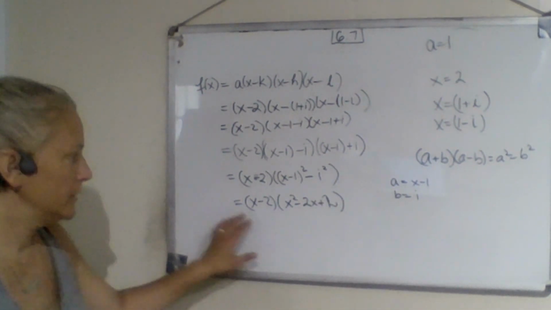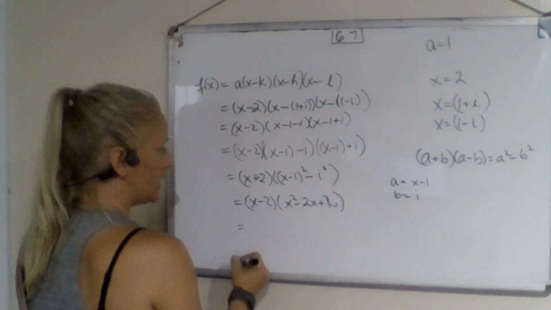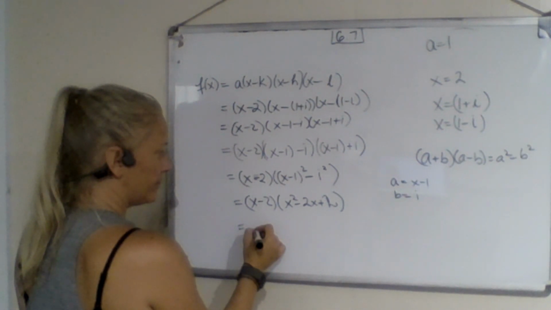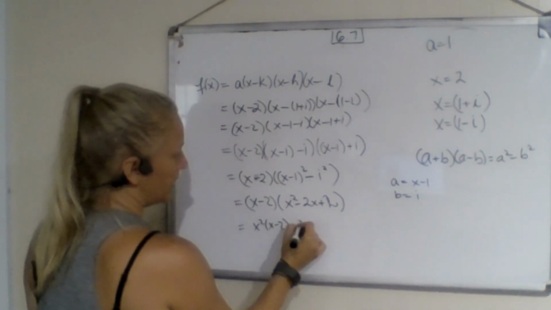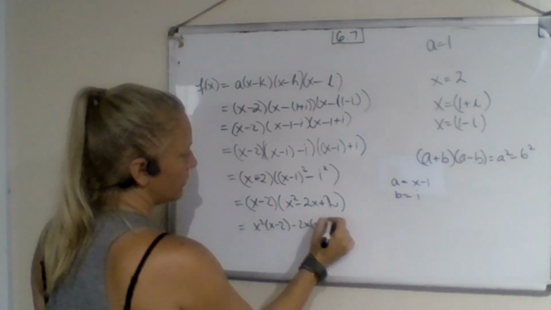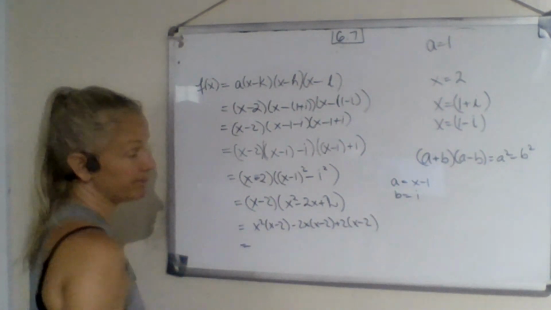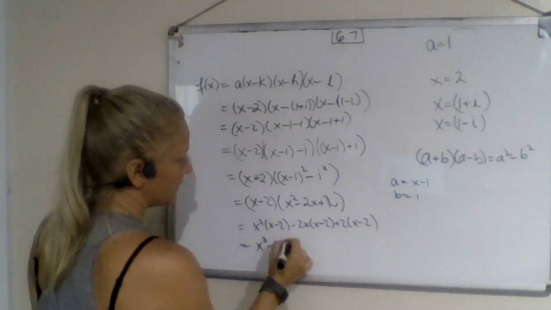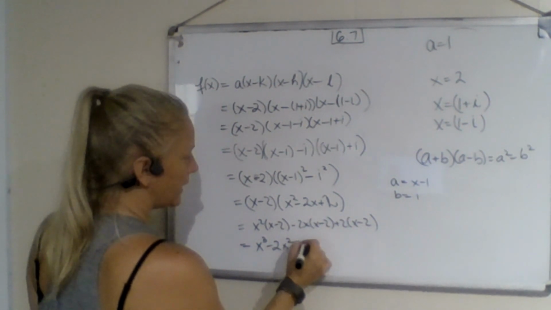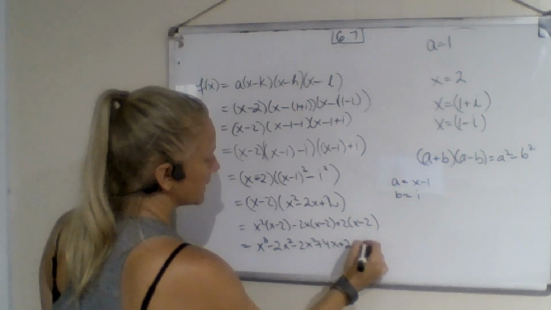The last thing that I need to do is go ahead and distribute everything in here. This becomes x squared times x minus 2, minus 2x times x minus 2, plus 2 times x minus 2. This is just busy work. x to the third minus 2x to the second minus 2x to the second plus 4x plus 2x minus 4.